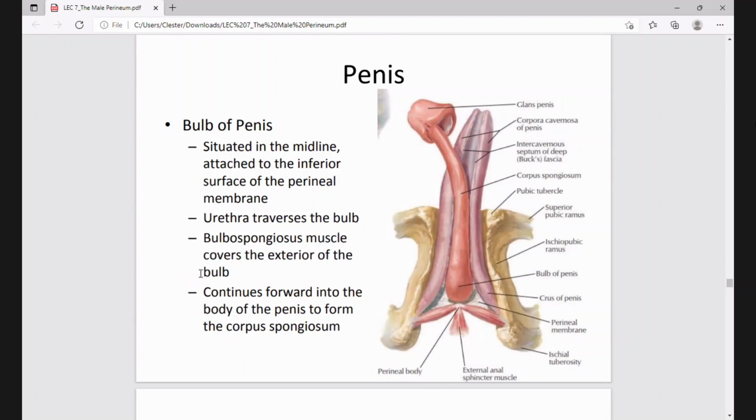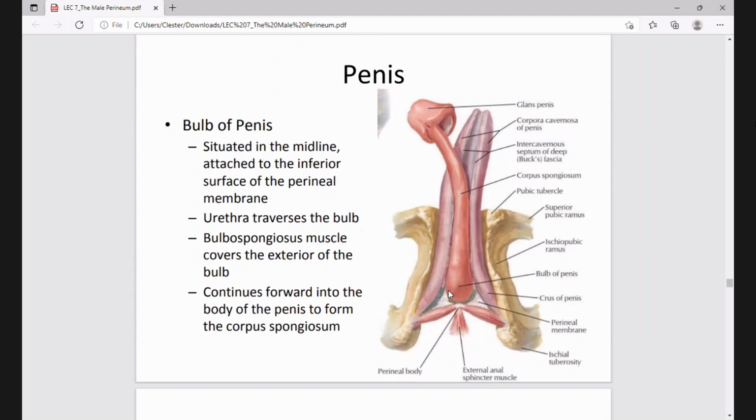Now, the bulbus spongiosus muscle is what covers the corpora spongiosa, and what covers the root of the corpora cavernosa is your ischiocavernosus. It continues forward into the body of the penis to form the corpus spongiosus. The glans penis, it basically covers the tip of the corpora cavernosa.